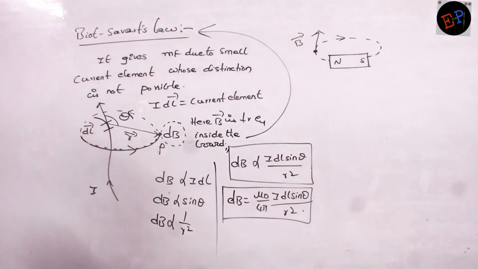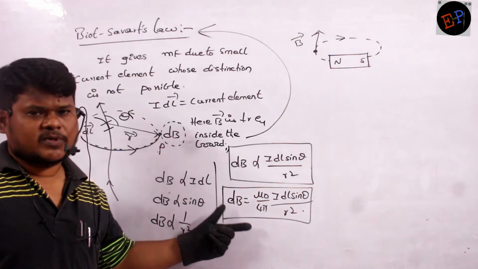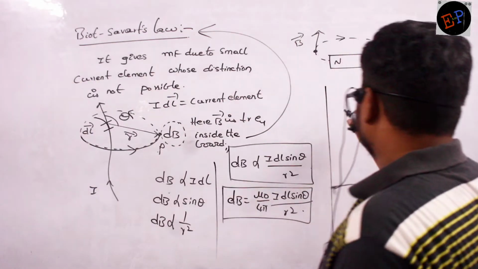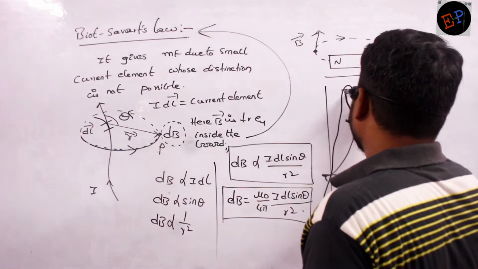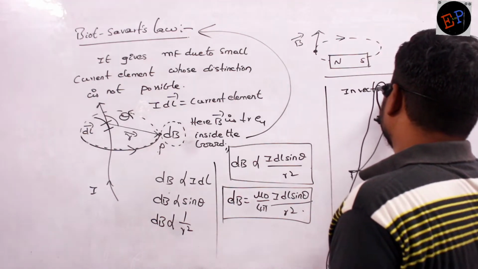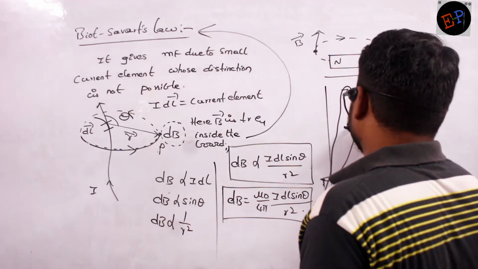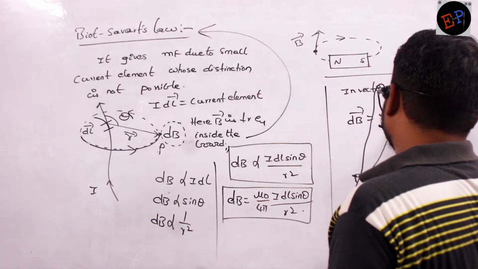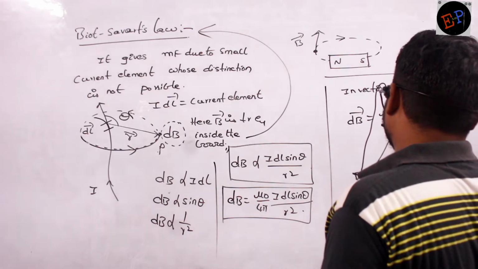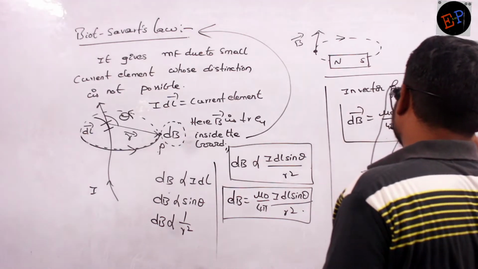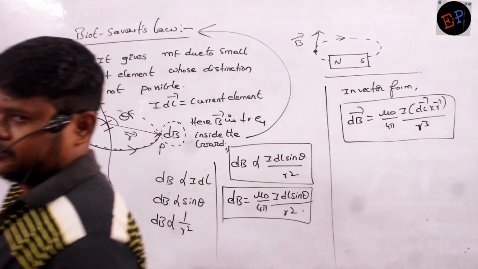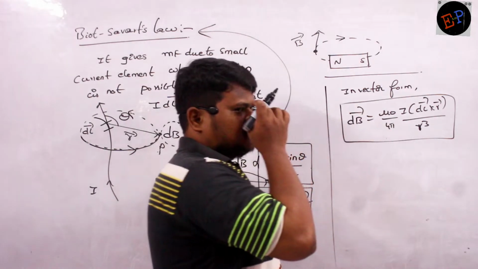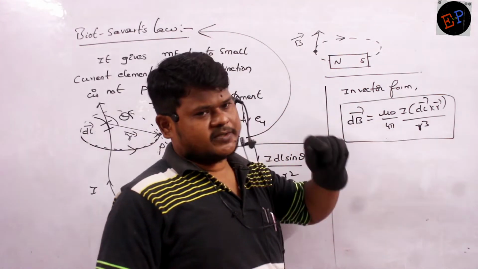Clear? And if I want to find it using the cross product, that also we can do. The same equation I can write in vector form: dB dash is equal to mu naught by 4 pi, I into dl dash cross r dash, divided by r cube. This is Biot-Savart's law in vector form. Are you able to understand me? Now by using this vector form, can you say how to find the direction of B dash?